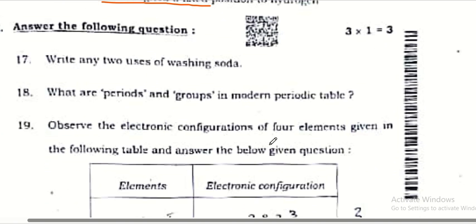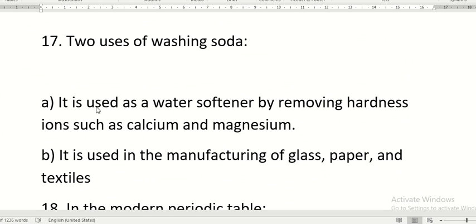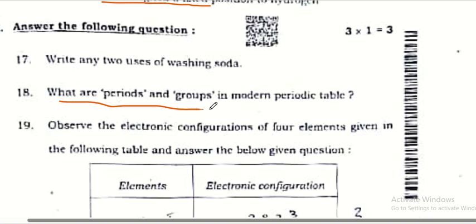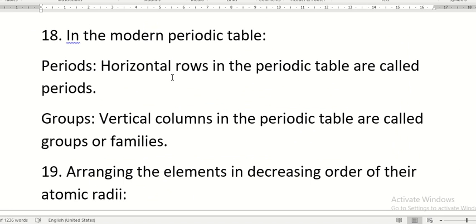Write any two uses of washing soda. Here are two uses of washing soda: it is used as a water softener by removing the hardness ions such as calcium and magnesium, and it is also used in the manufacturing of glass, paper and textiles. So next, what are the periods and groups in the modern periodic table? The horizontal rows in the periodic table are called periods, and the vertical columns in the periodic table are called groups or families.